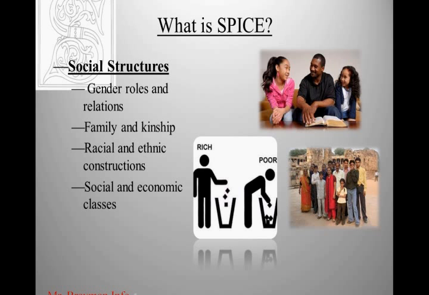Family and kinship patterns: do people live with their grandparents, or do their grandparents live separately? Racial and ethnic constructions: how does a Punjabi act versus a Tamil? And then how the social and economic classes are defined. What does it mean to be rich? Are you rich because you own a lot of land, or because you own a lot of cows, or because you have a lot of money?